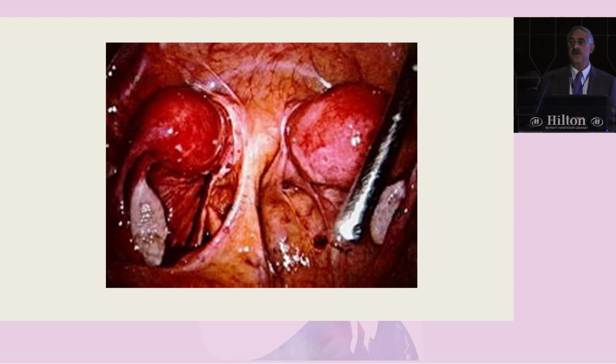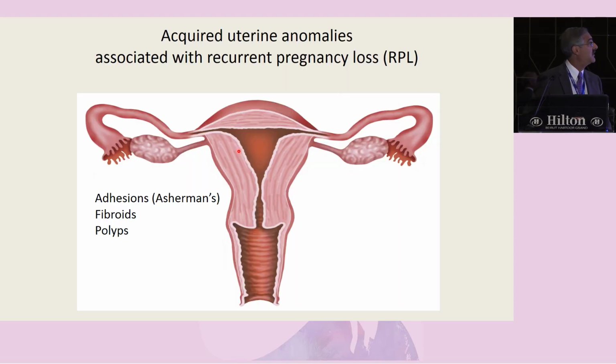Okay, finished with the congenital anomalies. Now let's look at the acquired anomalies. These include adhesions, fibroids, and polyps.